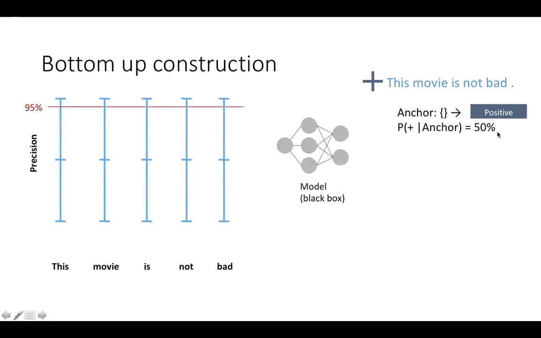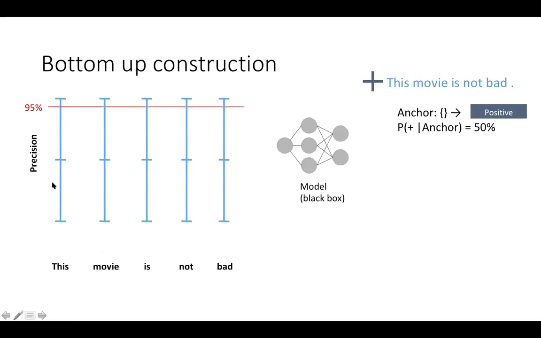The algorithm follows a bottom-up kind of construction. People who are aware of hierarchical agglomerative clustering will see some parallels with that kind of model here. Suppose you have a sentence like this movie is not bad, and you know that it has a positive sentiment. If you take any word as an anchor and check the precision, it is not going to be more than 50%. And what I want is that the precision should be well above 95%. So this is my 95% line, and with each of these words as an anchor, I potentially start with a 50% precision.